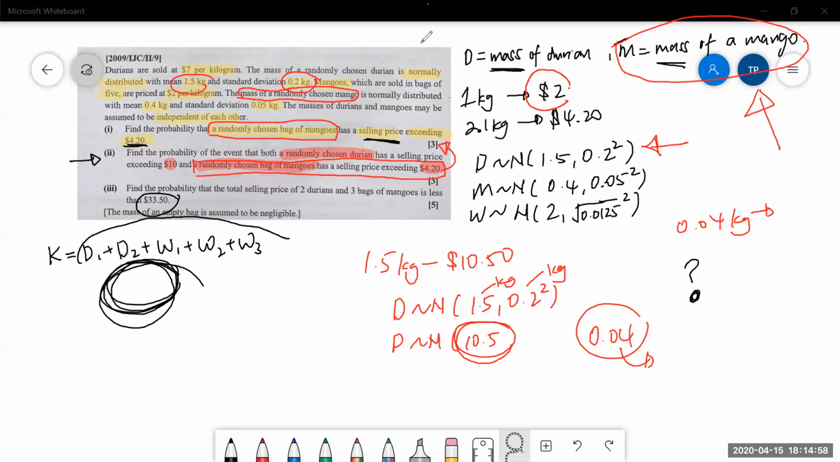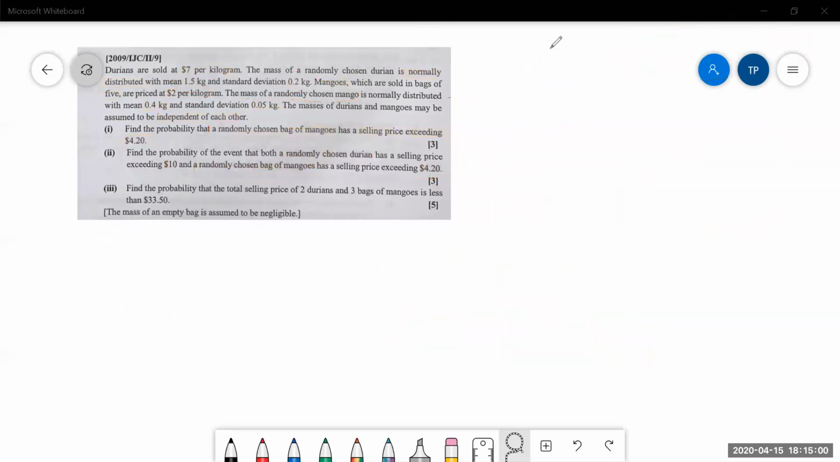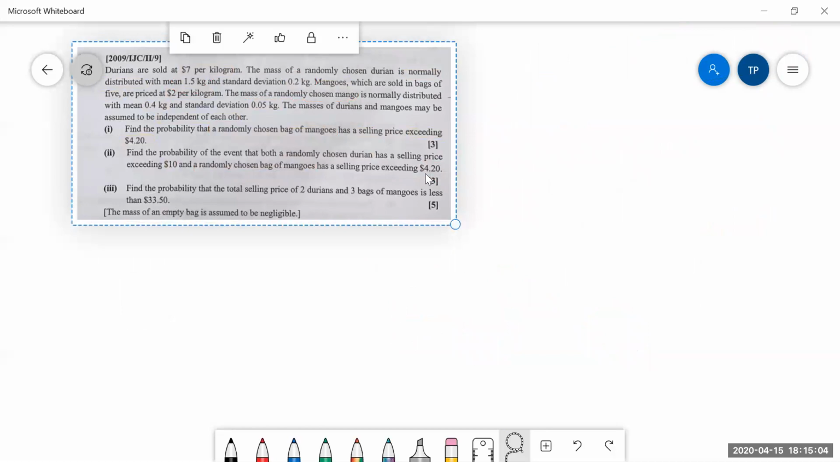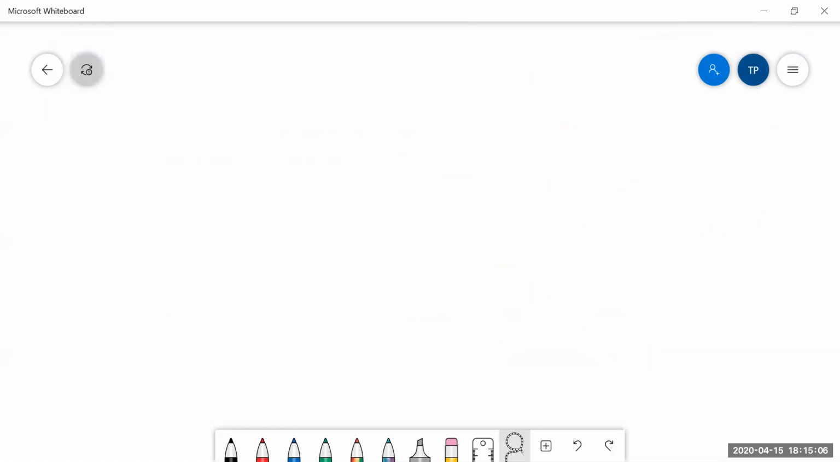Okay. It's not that I don't know how to do this question. It's that it's way out of line. Okay.